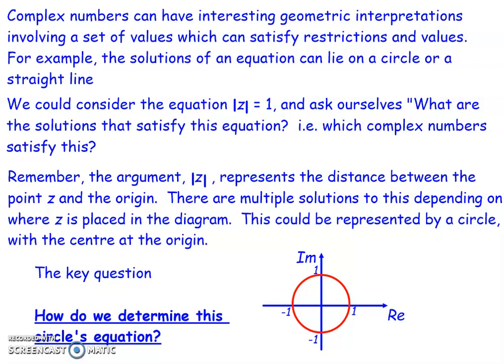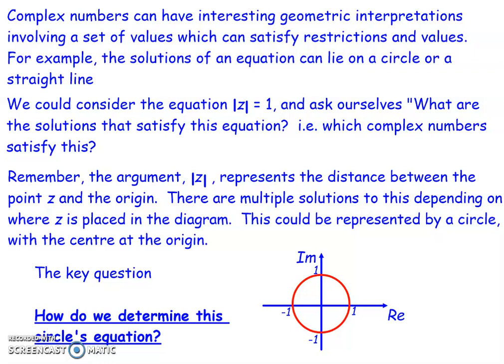So for example, the solutions of an equation can lie in a circle or a straight line depending on the restrictions imposed and the type of complex number we're looking at. Let's start by considering the equation modulus z equals 1 and ask ourselves what solutions satisfy this equation. So what complex numbers satisfy this? Now we know modulus z represents the length of what we would call a vector from the origin of a complex plane to a point P itself. What we know from this is that the length of that is 1.